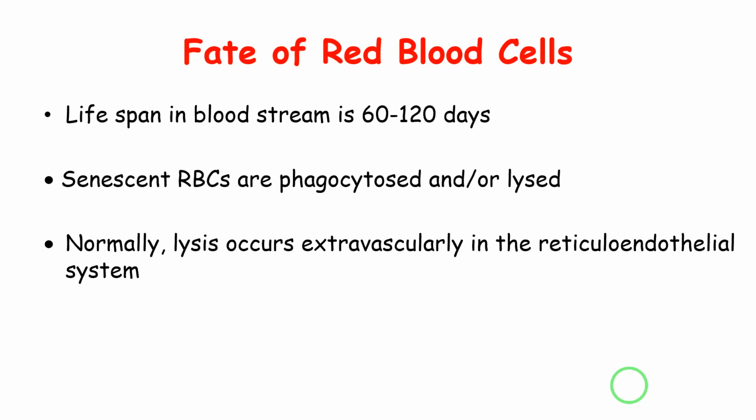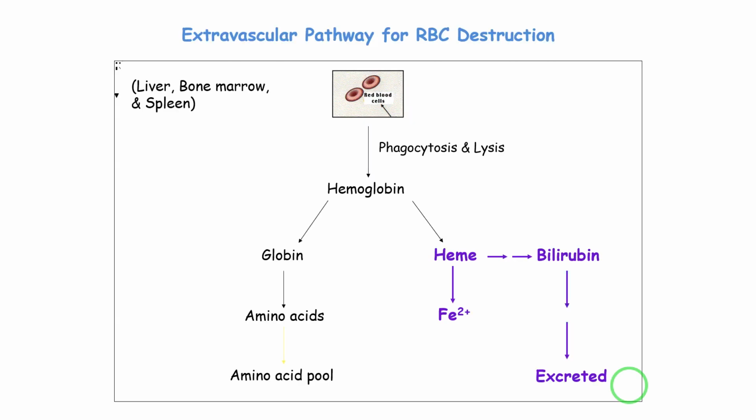The lifespan of RBC is about 60 to 120 days. After that, the RBC will be phagocytosed by the macrophage in the reticuloendothelial system, and then lysed. It will give the hemoglobin, which is composed of two parts, the heme and the globin. The globin is a protein composed of amino acids. It will be broken down to give amino acids, which return to the amino acid pool to synthesize more polypeptides and proteins.